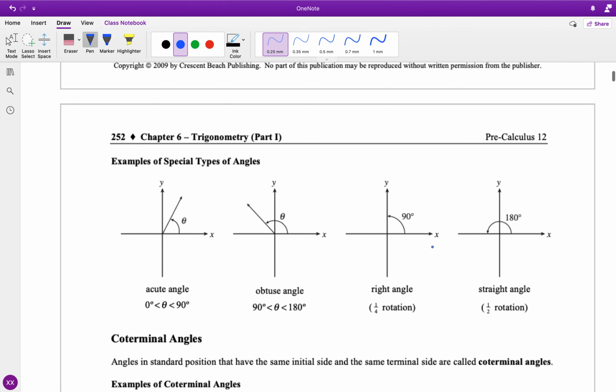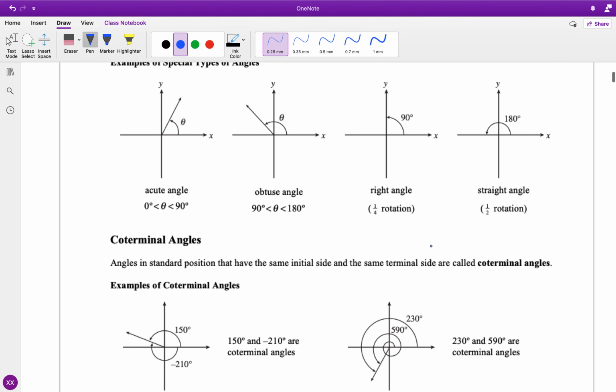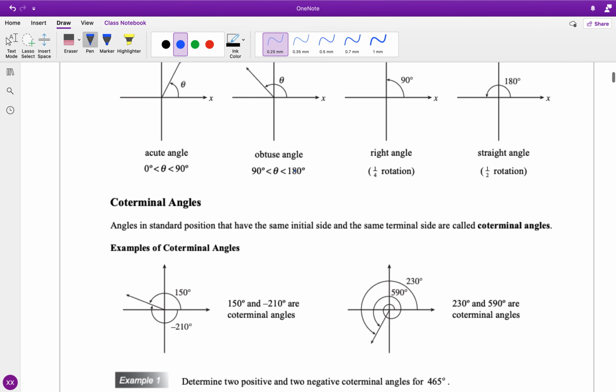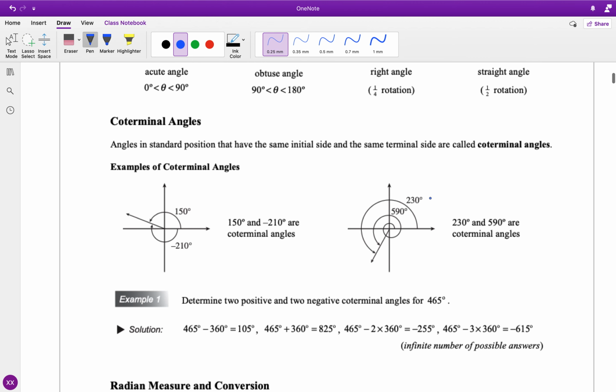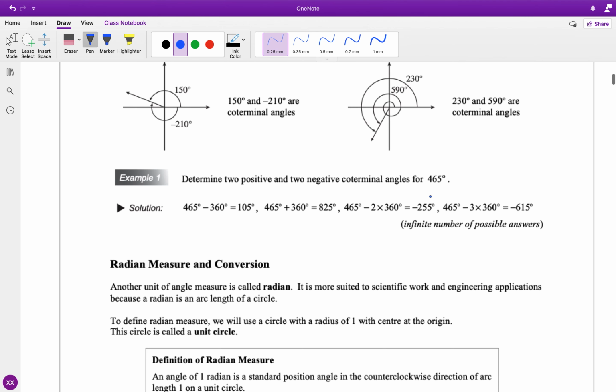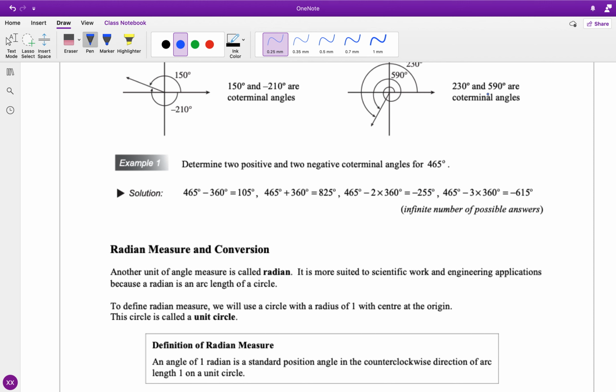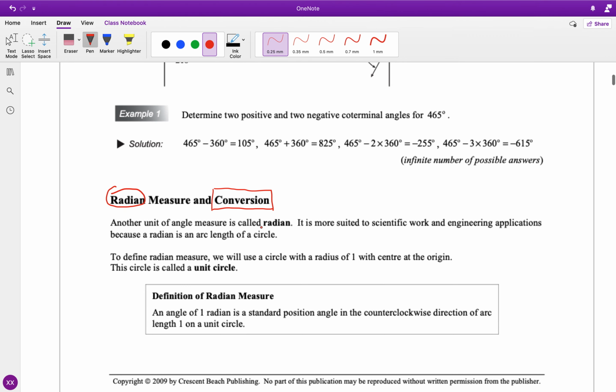Now, there are special types of angles. What is an acute angle? What is an obtuse angle? What is a right angle? What is a straight angle? Please review these things. And coterminal angles, that's also a review. This one is the new thing today. It is not the degree anymore, it's the radian measure, and also the conversion between degrees and radians. This is our focus for 6.1.